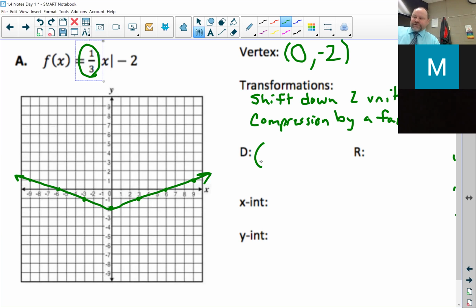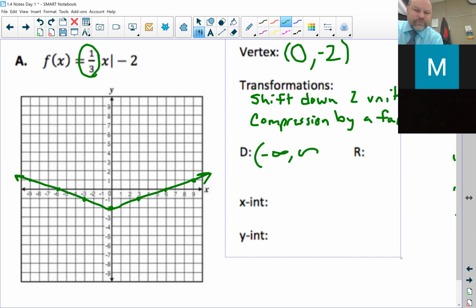What's the domain going to be? Because it's an absolute value function. You're going to have to unmute because I don't think there's a way to do the symbols in the chat. Sorry. Negative infinity to positive infinity.